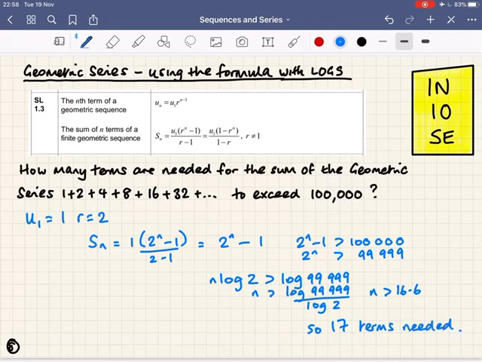So there you go. There's just a mixed bag of questions relating to geometric series. There are lots of other flavours, and hopefully in the course of other videos I'll have the opportunity to show you some more questions around solving geometric series.